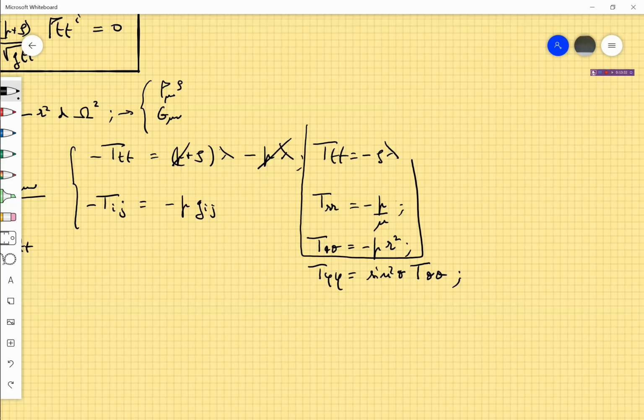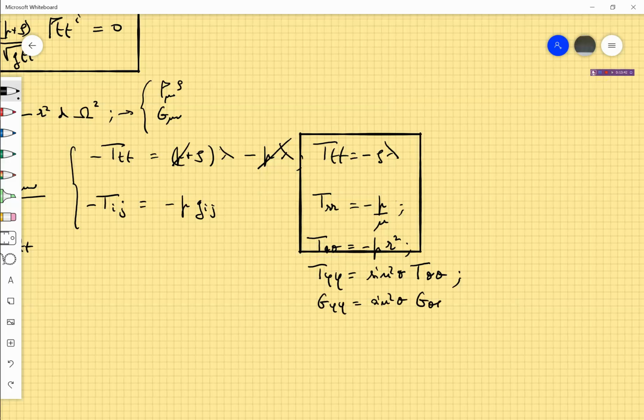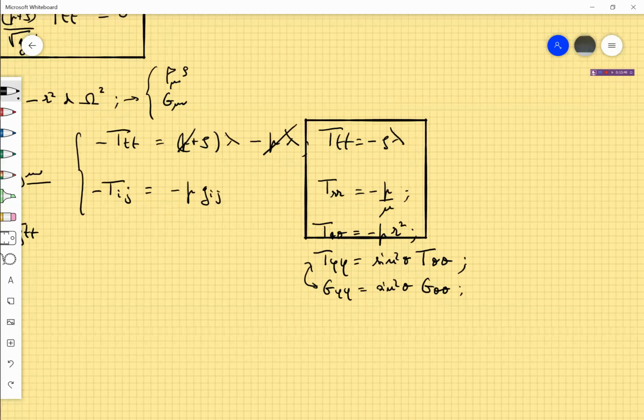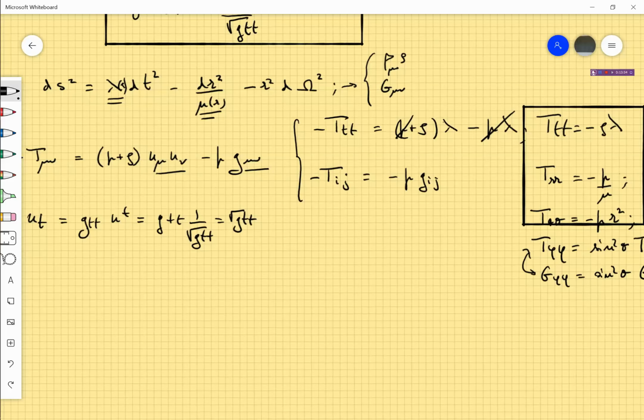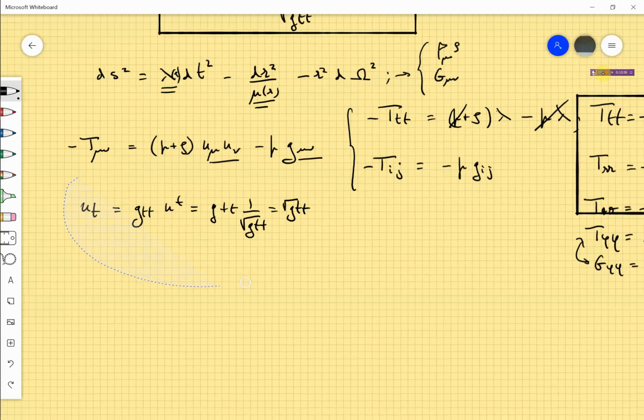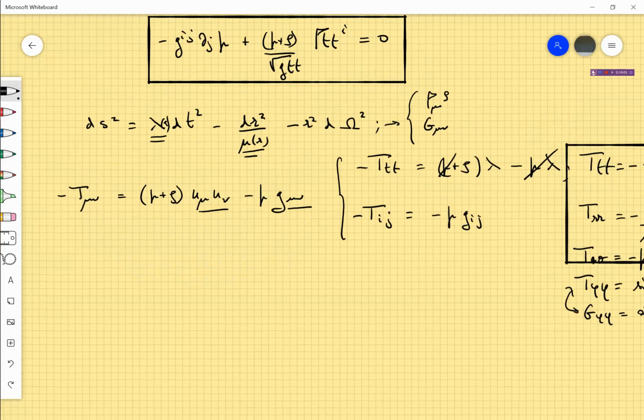These three will be independent because the same property is satisfied for the Einstein tensor. This is something that we discussed. If the theta theta component of the Einstein equations is satisfied, then the phi phi component will be satisfied as well. Now we have everything. Let me remove this calculation from here, and let's consider the tt component of the Einstein equations.